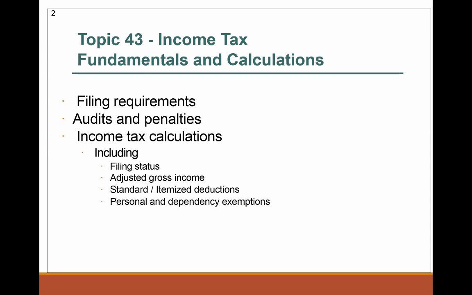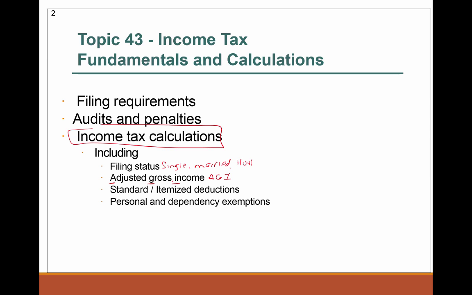So first, we're going to discuss some filing requirements. We're also going to discuss audits and penalties associated with audits. But more importantly, we are going to focus on our income tax calculations, including filing status, if you are single, married, head of household, and then AGI, adjusted gross income.